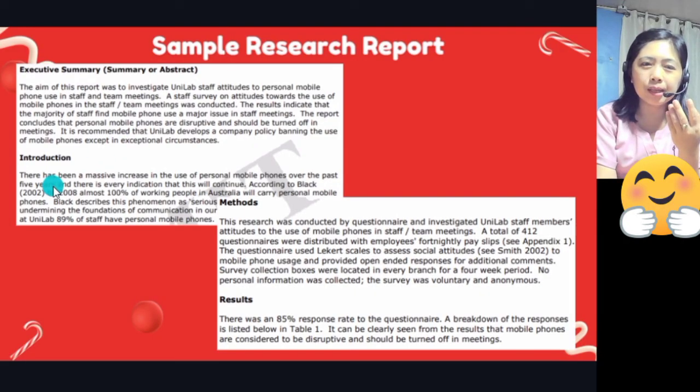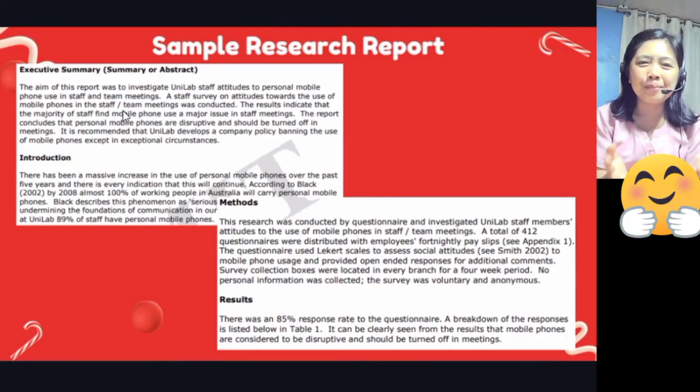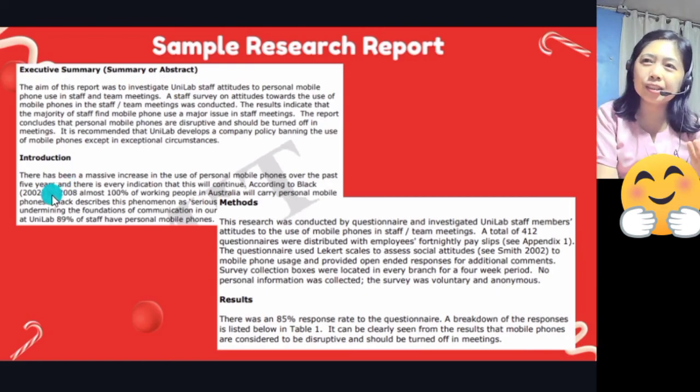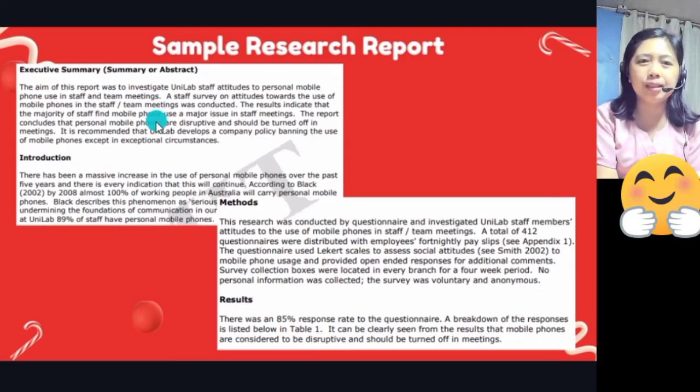So, before ta makahimo sa introduction, naa tay ginatawag nga abstract. Ang abstract, makitaan na siya before sa imong introduction kay as a whole, unsa ang imong research report is about before ka mag-introduction. So ang imong introduction kay tidbits naman sa imong topic. Actually ang ilang topic diri about investigating Unilab staff and their attitudes to personal mobile phones, magamit sila og mobile phones while they are in their staff meetings or team meetings.